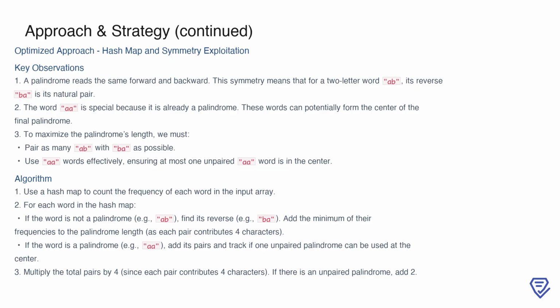The algorithm begins by using a hash map to count the frequency of each word. For non-palindromic words, we find their reverse and add the minimum frequency of the two to the palindrome length, as each pair contributes 4 characters. For palindromic words like AA, we include their pairs and track if one unpaired word can be used at the center. Finally, we multiply the total pairs by 4 and add 2 if there's a leftover center word.